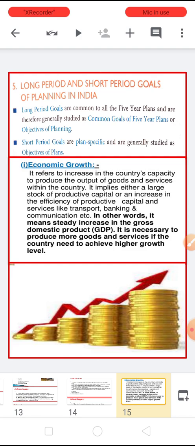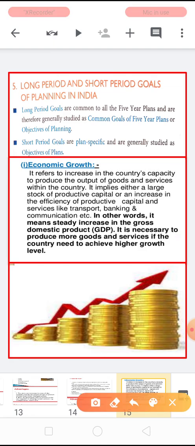Now, here we are going to learn the short term and the long term goals of planning in India. I mean, the objectives of the long term as well as the short term goals of planning in India. I mean, why we are in need of implementing the 5 year plans in India. Now we are going to learn this.